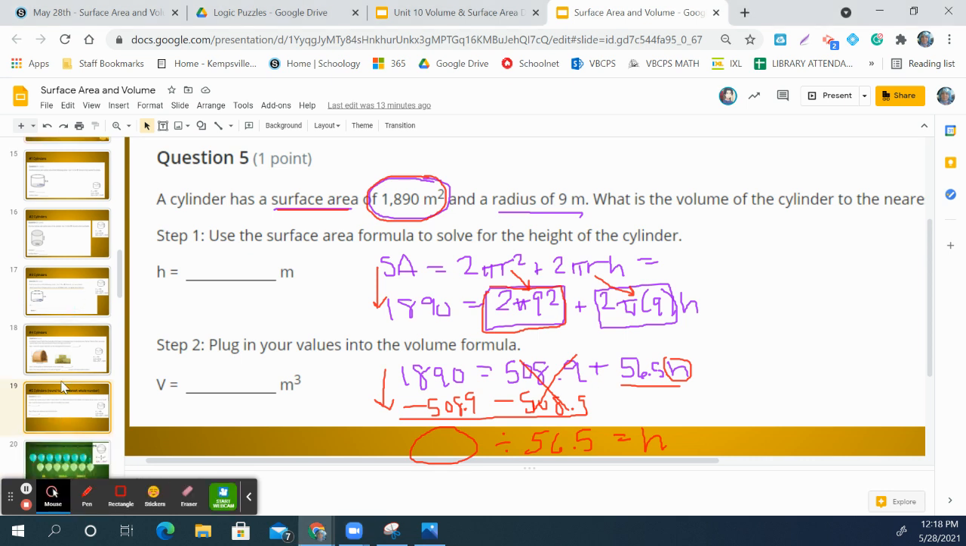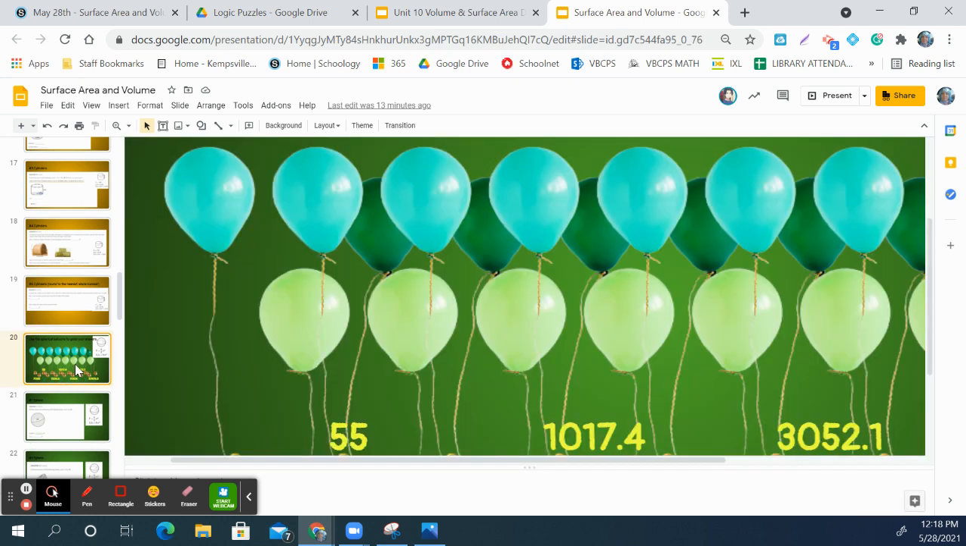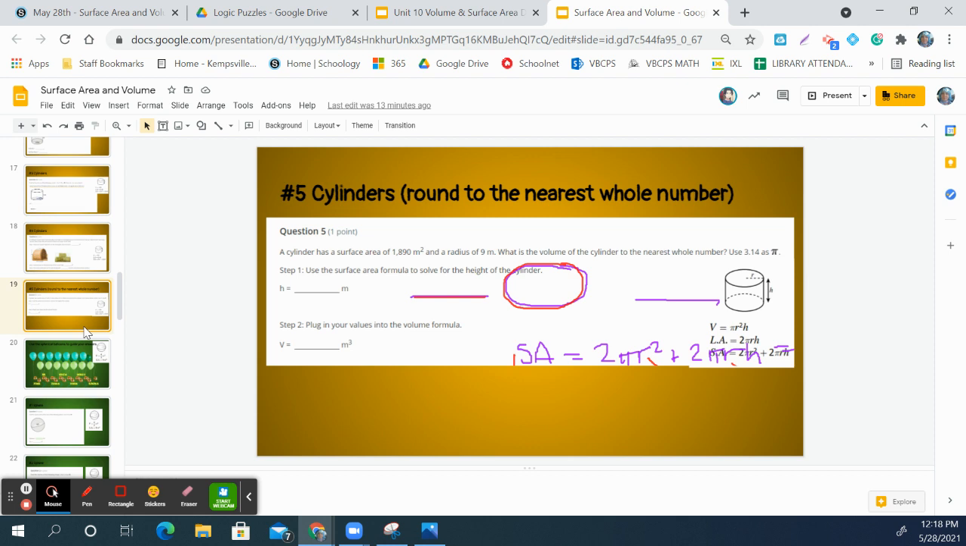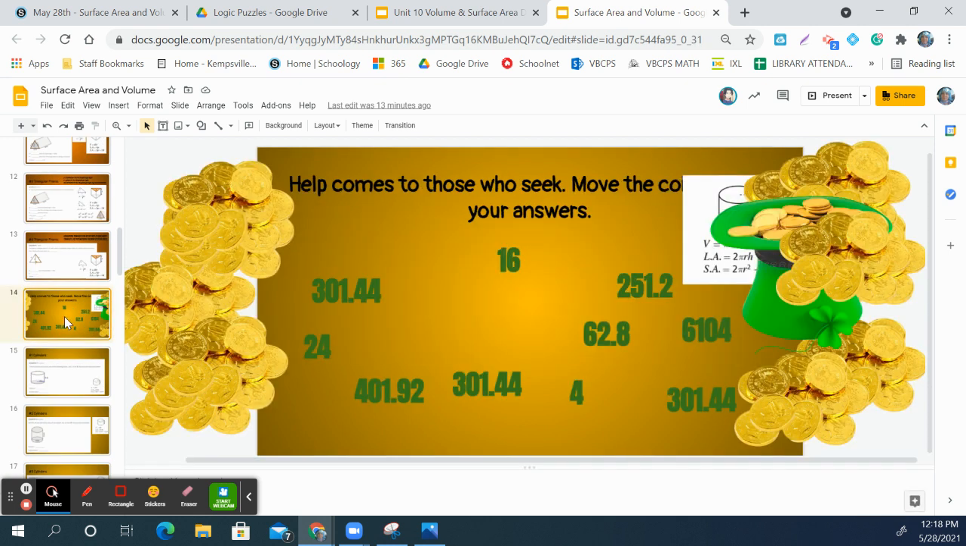Once you get done with the cylinders, I encourage you to go on to the cone, the spheres. So it's important to put in the numbers that are here. So whatever is closest, put in these numbers, just because it's not multiple choice.